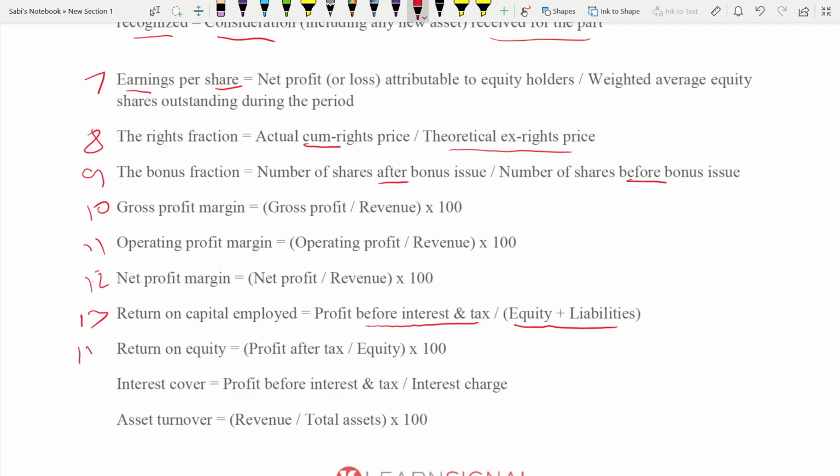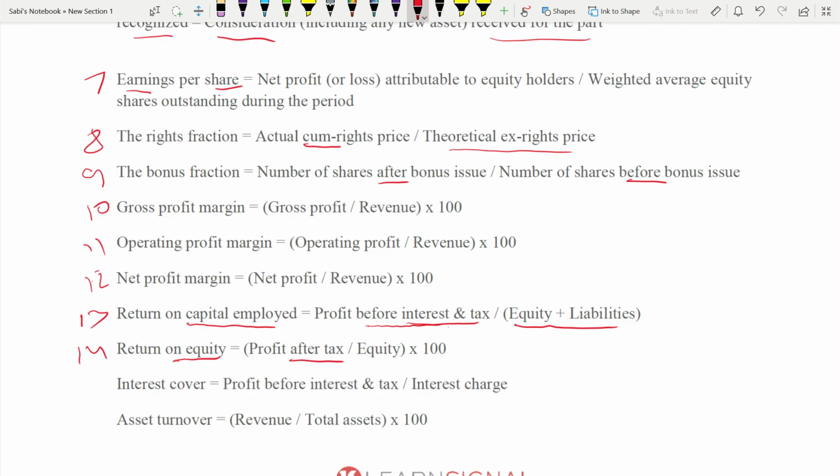14, return on equity. These are different. Here you have to take after tax. Because return on capital employed means what? It includes both types, debt holders as well as shareholders. That's why you are taking before interest and tax, before you are paying interest. Interest is for debt holders. So it will go for debt holders as well as shareholders.